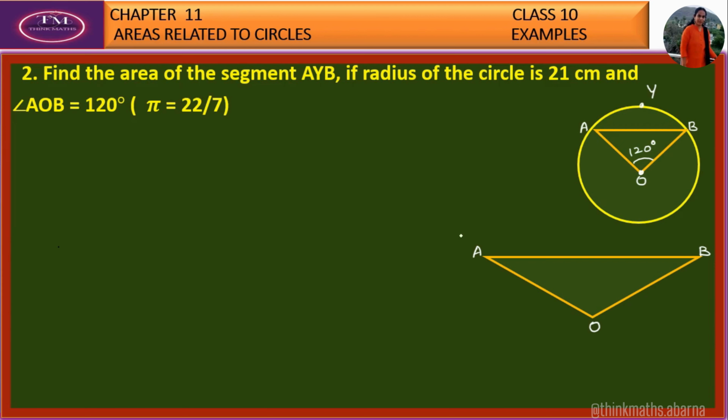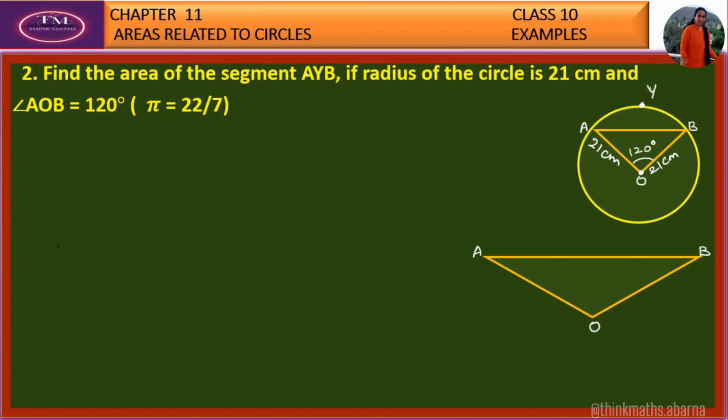O is the center of the circle. OA and OB are radius. The radius is given as 21 centimeter, so OA and OB will be 21 centimeter. Angle AOB is equal to 120 degree. So I took a point Y. Point Y is in the sector OAYB. Okay children, what we have to find out?